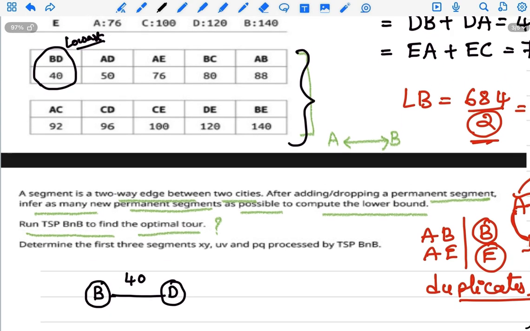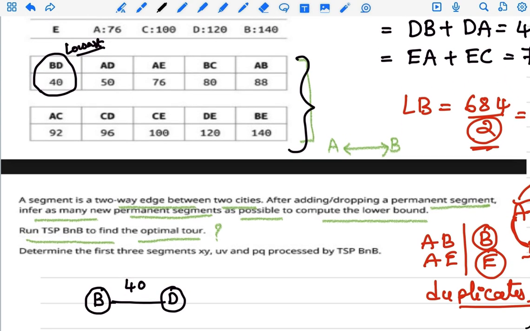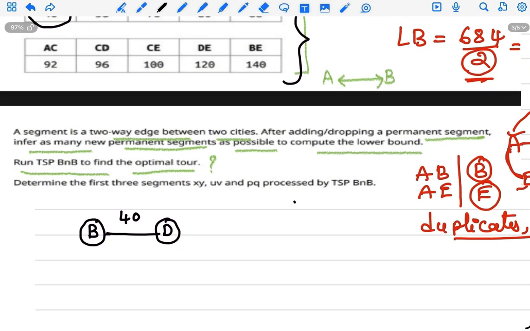Okay. Next you have to select the next edge to connect to BD. You can check whether it is possible to connect to the previous edge.